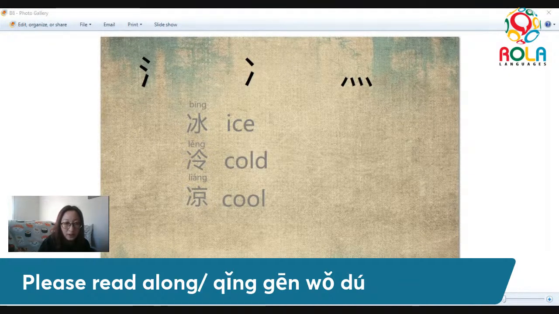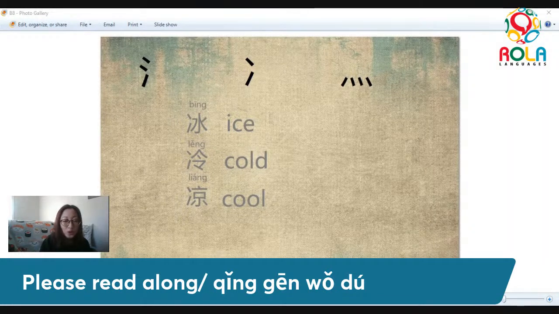It is 两点水 plus 水, right? So it's 2 dots of water, which represents ice, plus water. So ice is water. When it gets super cold, it turns to ice. So 冰, that's how we landed on the Chinese character. And then next up, we have 冷 as in cold, and 凉 as in cool.